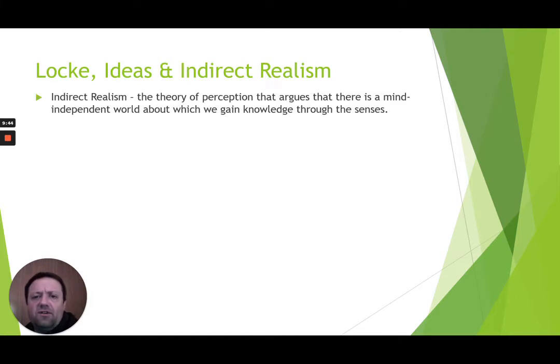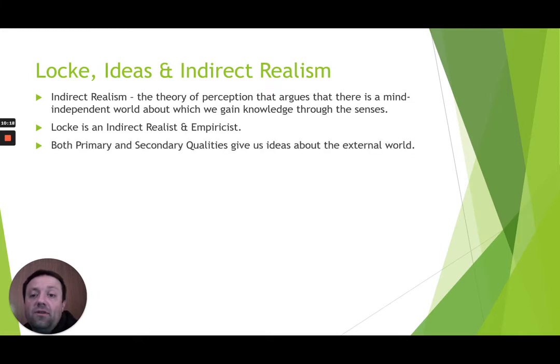So, it's a good opportunity at this point to make a link between Locke's empiricism and his thoughts on representative or indirect realism. All right, so as you know, the theory of indirect realism is a theory of perception that argues that there is a mind-independent world about which we can gain knowledge through the senses. All right. Now, Locke is an indirect realist and an empiricist. All right, those two go together. He believes that our senses represent the mind-independent world to us, and from that we can come to have knowledge of it. And he thinks that both primary and secondary qualities give us ideas about the external world.